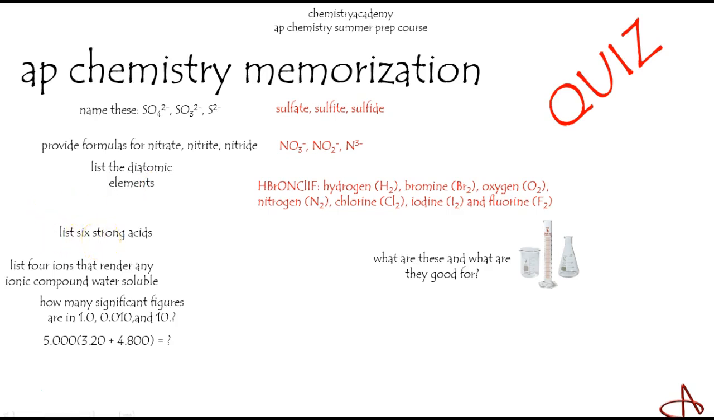The 6 strong acids: hydrochloric, hydrobromic, hydriodic, those 3 halogen acids, but not HF. And then sulfuric, nitric, and don't forget perchloric.